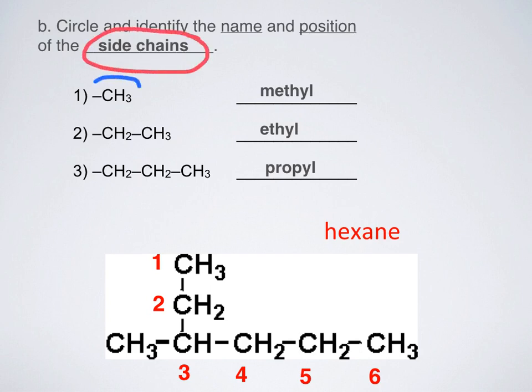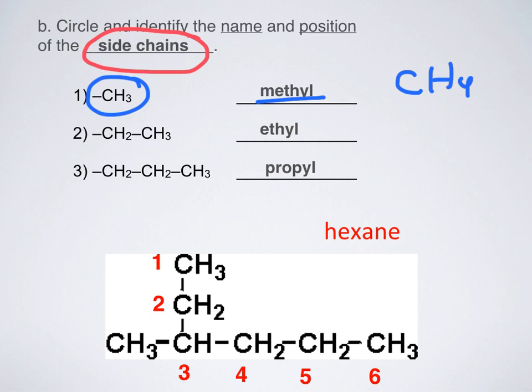And so this is what a methyl side chain looks like. It only has 1 carbon. So methane, methyl. Okay, that's why, because methane is CH4, methyl is CH3. Okay, it's a side chain.